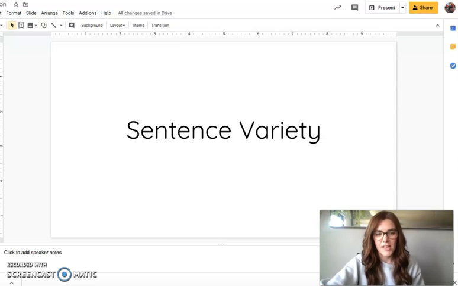Now remember, in order to make your writing interesting, you need to have a variety of sentence starters. So what that means is that all of your sentences should start a little bit differently. Nobody wants to read a story or a paragraph or anything that starts with the same thing over and over again. It's very boring. So in your first lesson, we talked about adding ing verbs to the beginning of your sentences to change things up.